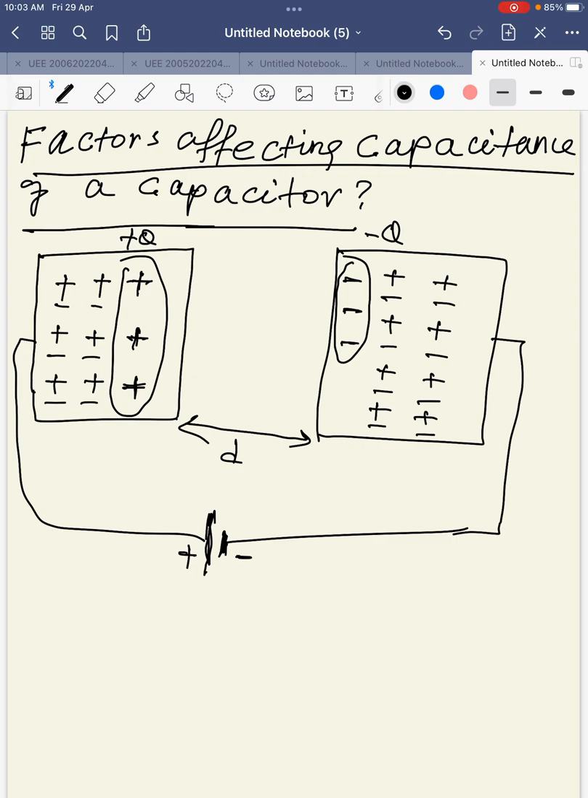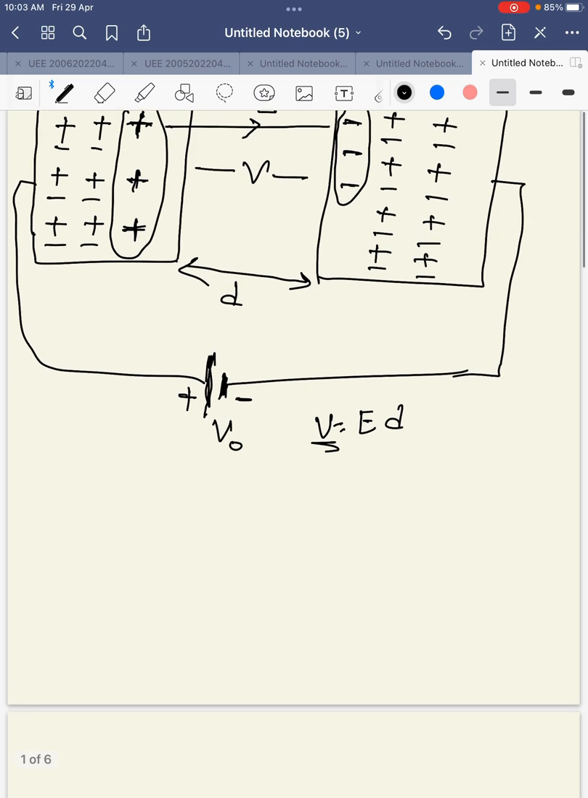and potential difference is produced between these two plates because of the positive and the negative charge, in the direction of this. This is the electric field, and don't forget voltage is equal to electric field times distance between plates. The electric field is directed from the positive to the negative, and voltage is developed between the two plates. This is the voltage between the two plates, V. We have two voltages. This is V0, which is the source voltage, clear?